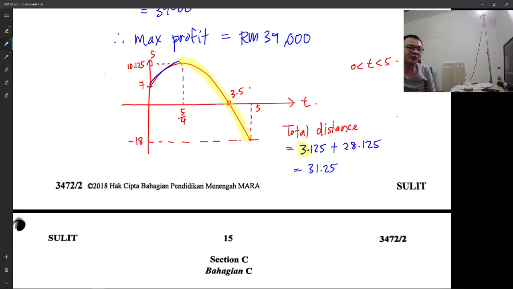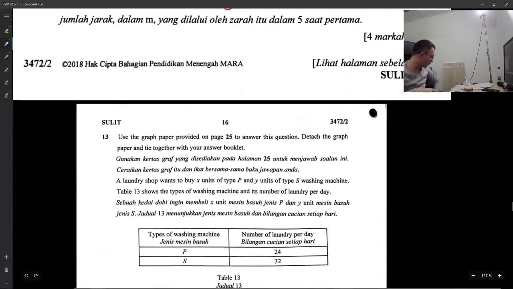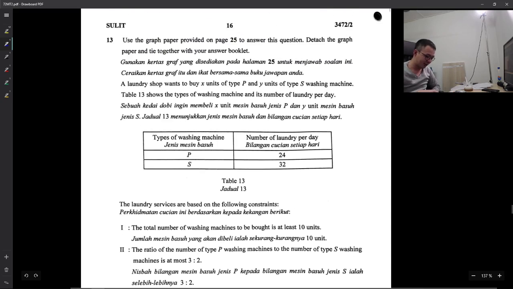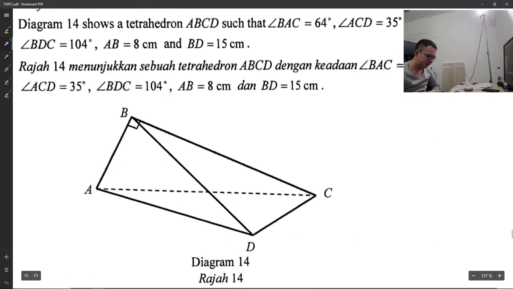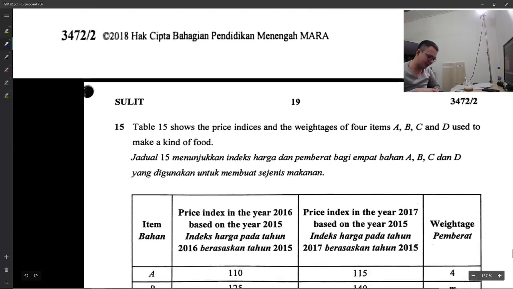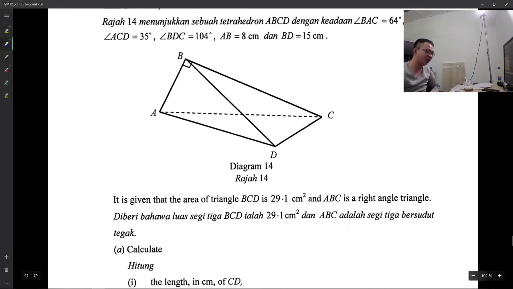For this type of question, why does left mean negative? Because negative displacement actually means moving to the left-hand side. Moving to the right-hand side will be positive. So this is how we do this kind of question. And I will skip linear programming. Is this okay? Last two questions.